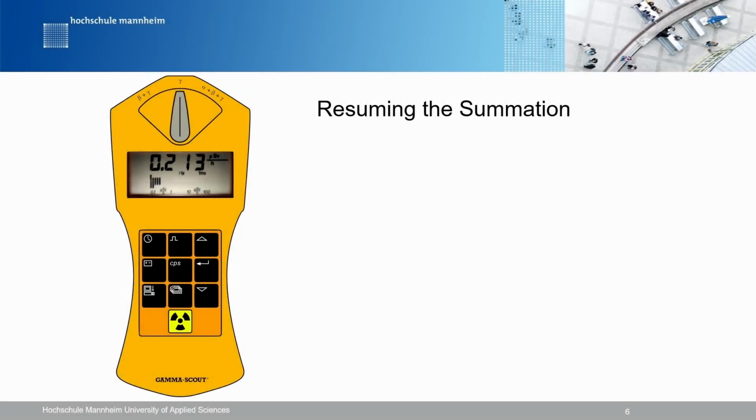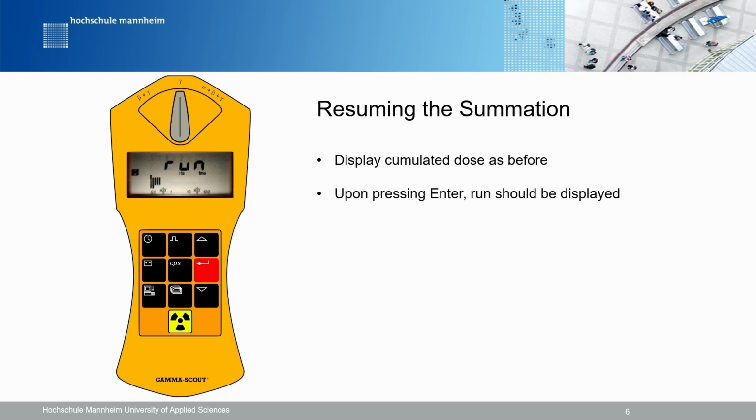You may continue the recording by following a similar procedure as described earlier. Press the Enter key to display the cumulative dose rate first. Thereafter, press Enter another time. Run should now be displayed on screen. The paused measurement can be resumed by pressing Enter once again.